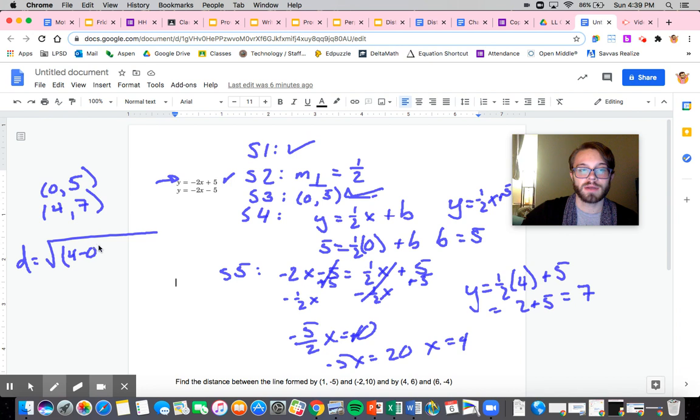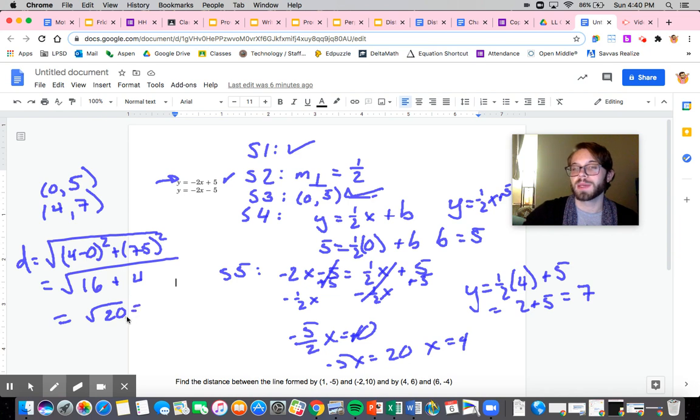So 4 minus 0 squared plus 7 minus 5 squared, under the square root. That's the square root of 4 squared, which is 16, plus what's this, 2? 2 squared is 4, so the square root of 20. Now, the most annoying component of this sometimes can be the simplification. So the square root of 20, that's the same thing as the square root of 4 times the square root of 5, which is just 2 square roots of 5. So my distance between my two parallel lines is 2 square roots of 5.